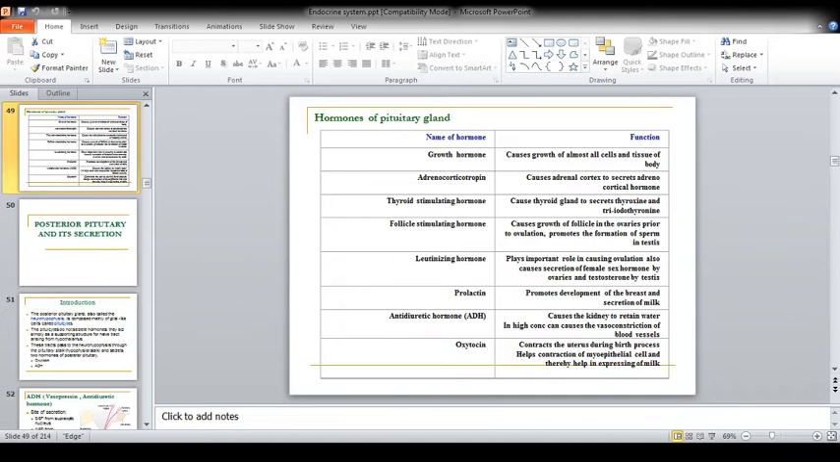Okay, so then there is antidiuretic hormone that is released by the posterior pituitary. It is in fact produced in the hypothalamus.